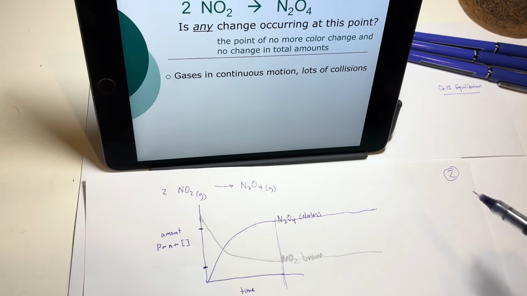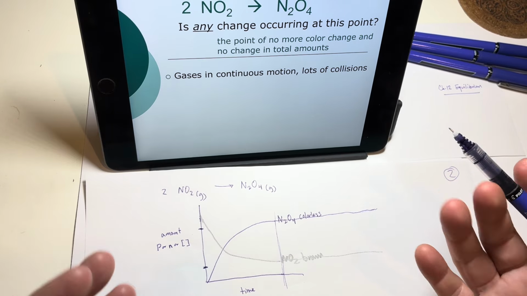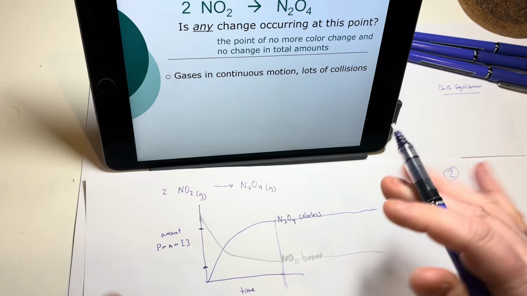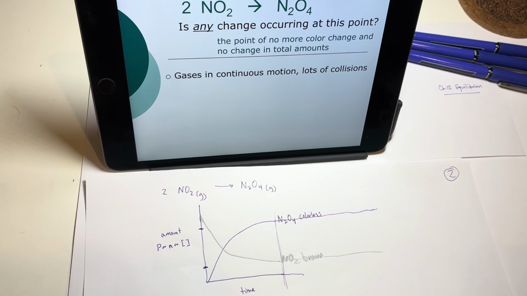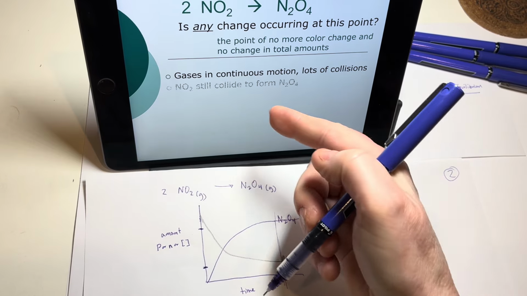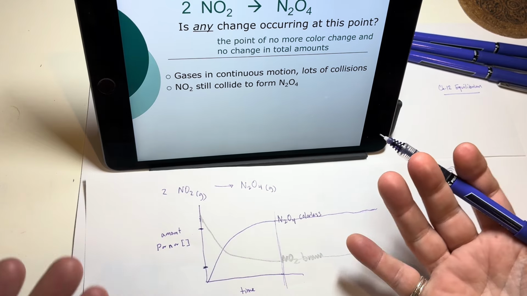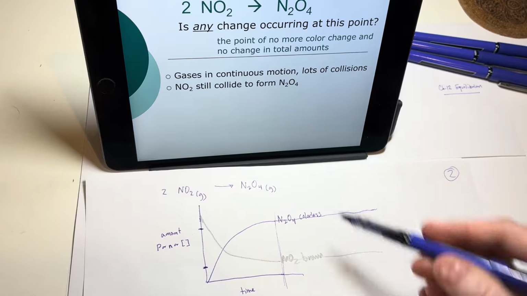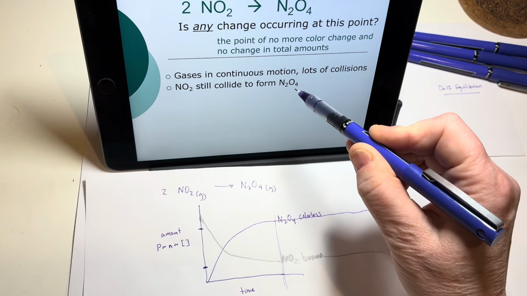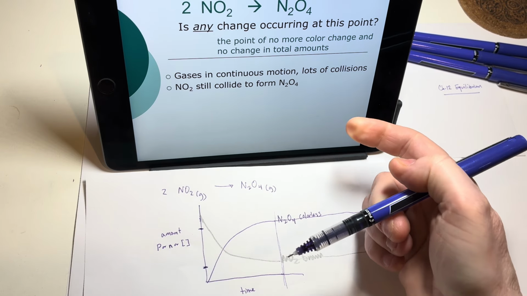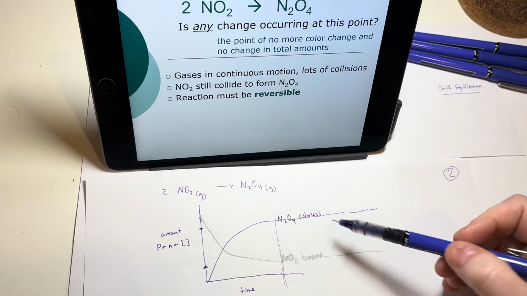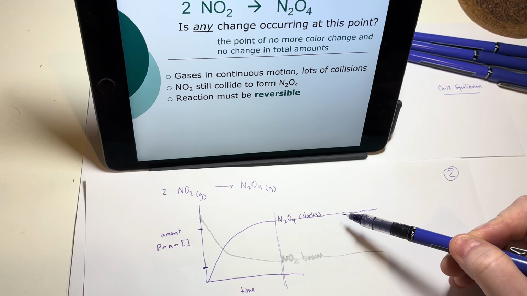I mean, we are talking about a sample of gases, and we know a lot about how gases behave. Gases move in continuous motion. There's lots of collisions happening in this container. So there's still ongoing collisions, and the activation energy is pretty low. So since there's NO2 in there, they could still collide successfully to form some product. Some reactant can form product if there's collisions. So I guess we have to start saying, well, maybe this reaction is reversible.